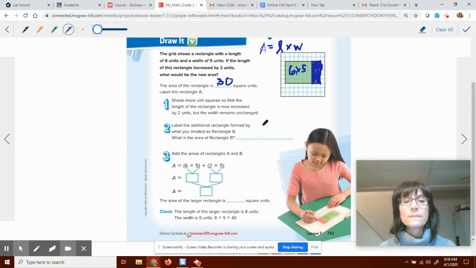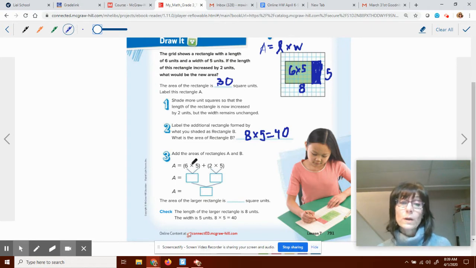Well, if I say our length we increased by 2, so now this is a length of 8 units. 6 plus 2 is 8. Our width remained the same at 5. If I created my math equation here, I'm writing down 8 times 5 equals, and all my friends know this one, 40 units. That's the new area.